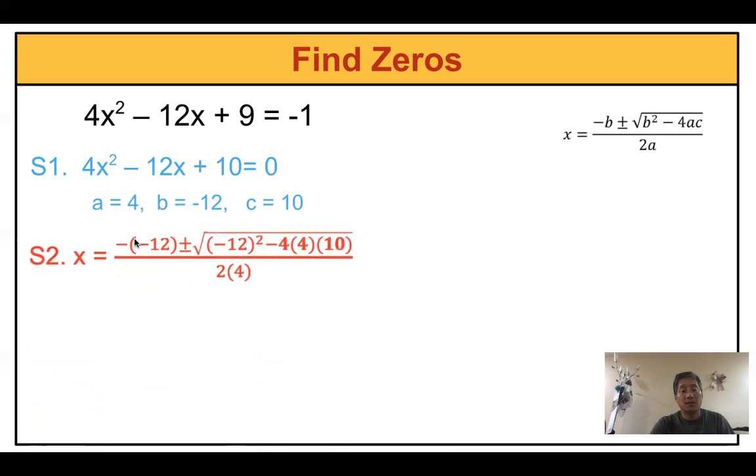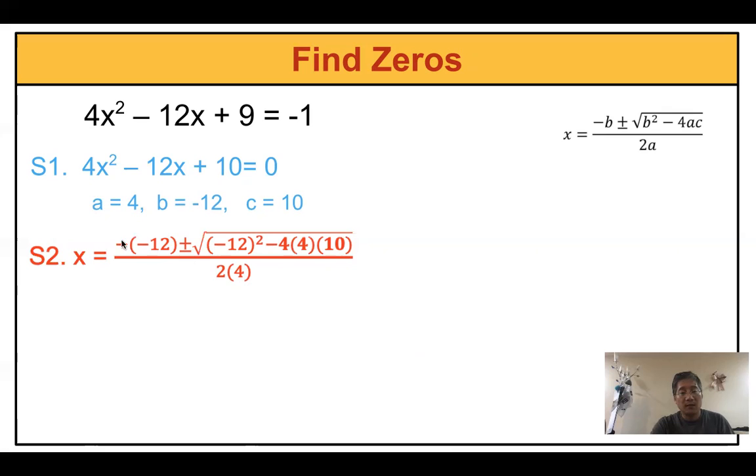But be careful with the negative b. The negative is already there, and b is negative 12. So I put the negative number in parentheses, all right? You should be very careful. Many people make a mistake with this. Negative, negative b: negative, negative 12, because b is negative 12. And plus or minus the square root of negative 12 squared minus 4 times a times c, over 2 times a.